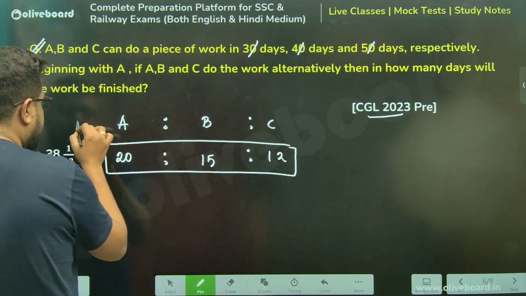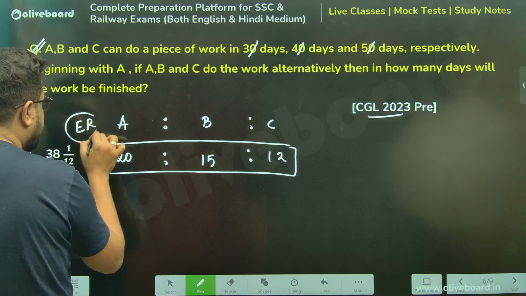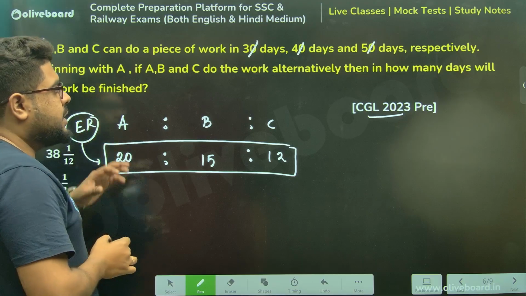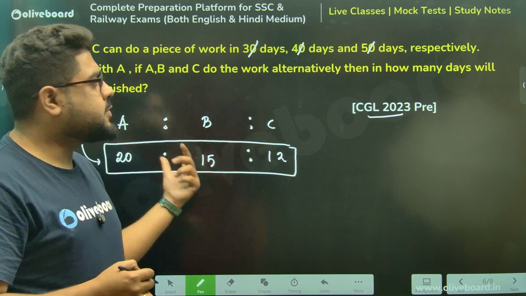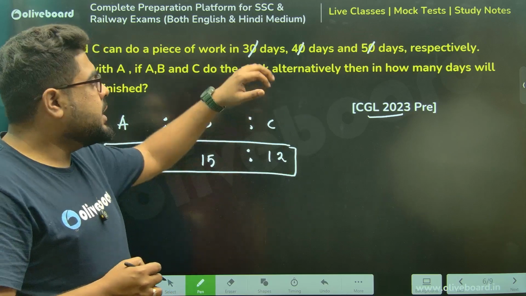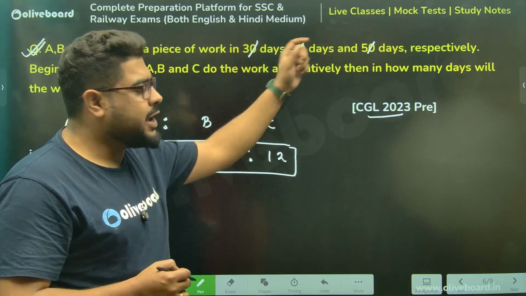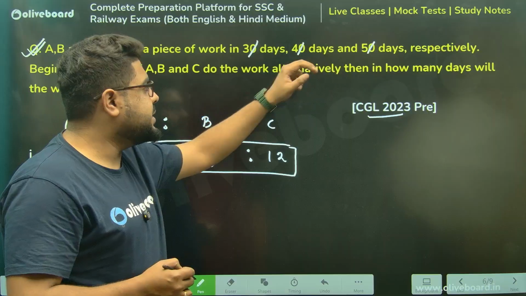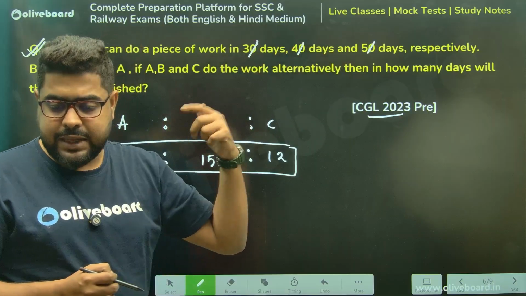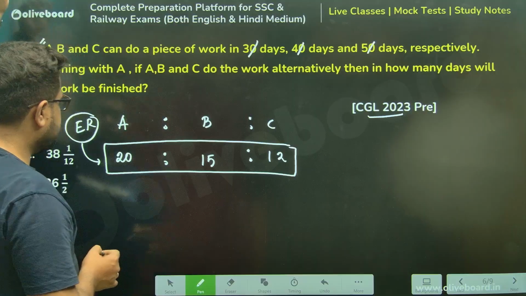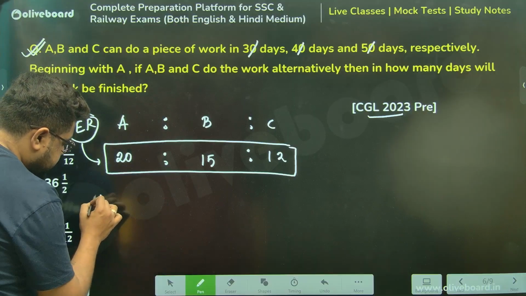Again, if you don't know, go through my ratio proportion videos. This is the shortest way to write inverse ratio. Instead of one value, multiply the other two. Instead of 3, multiply 5 and 4. Instead of 4, multiply 5 and 3. Instead of 5, multiply 4 and 3. That's the best way.